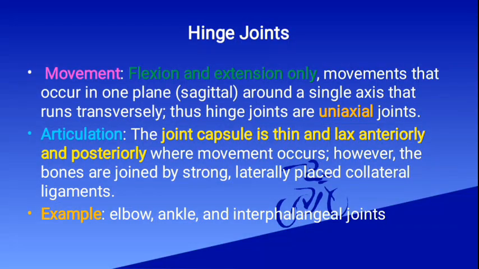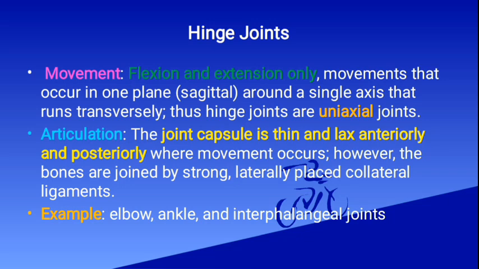So next, talking about the hinge joints. Hinge joints are uniaxial, so they allow movement in just one axis and one plane, around a single axis, which includes flexion and extension only. In hinge joints, the joint capsule is thin and lax anteriorly and posteriorly. That's because it's flexion and extension.